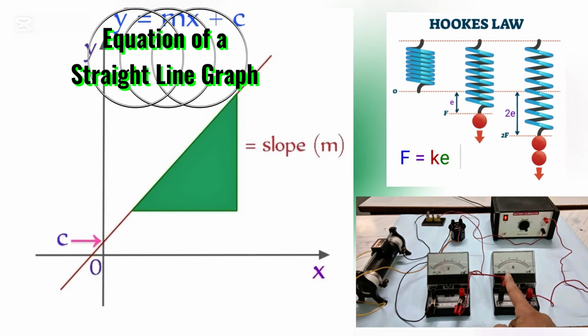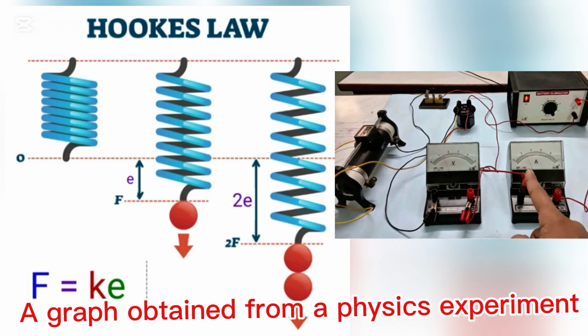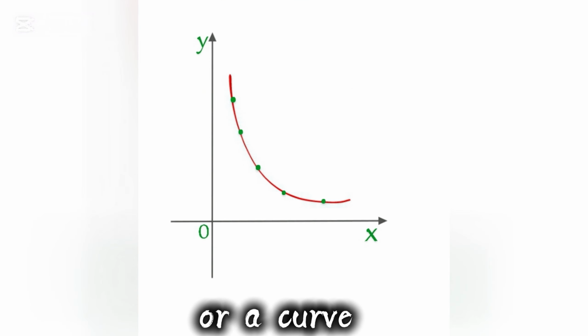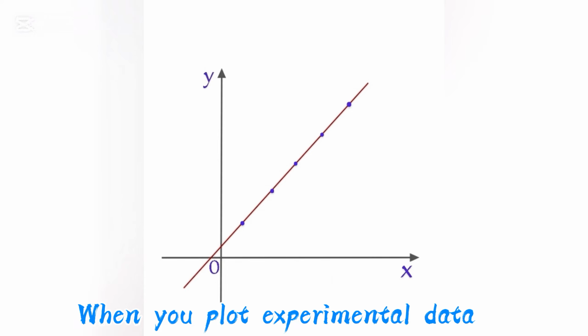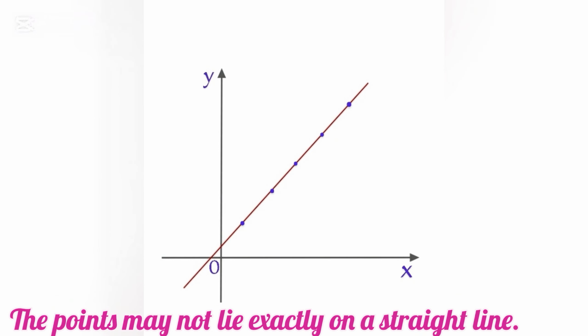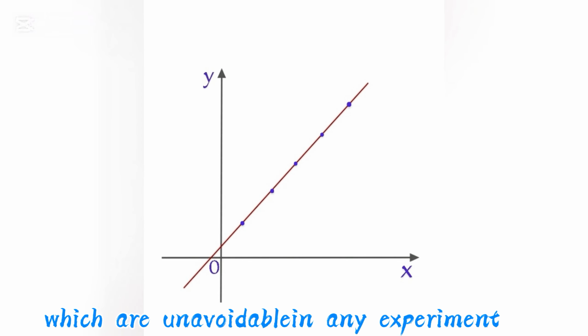Our topic today is equation of a straight line graph. A graph obtained from a physics experiment can either be a straight line or a curve. In today's lesson, we will focus on straight line graphs. As explained in the previous lesson, when you plot experimental data, the points may not lie exactly on a straight line. This is because of random errors which are unavoidable in any experiment.